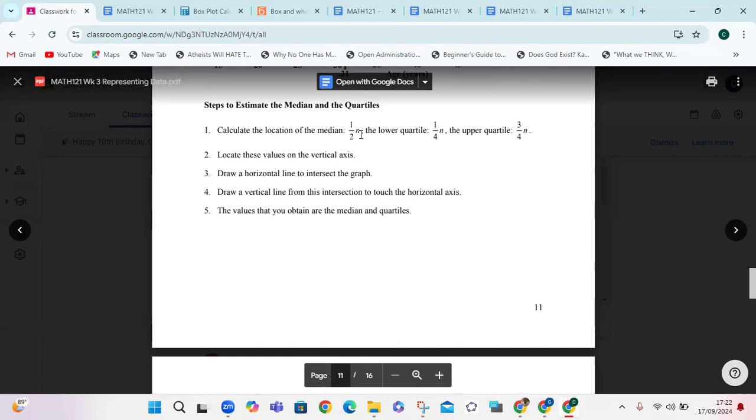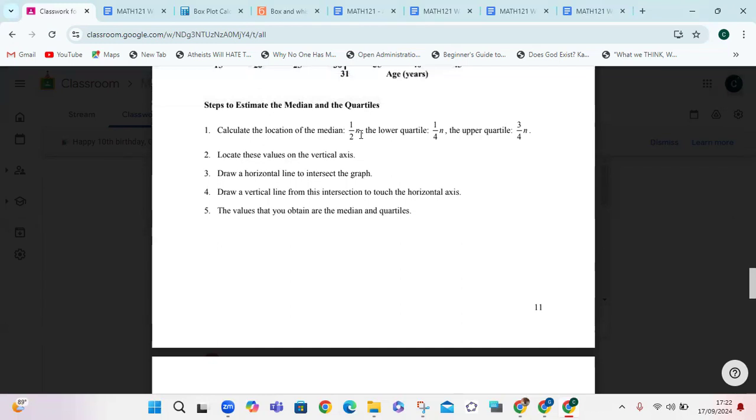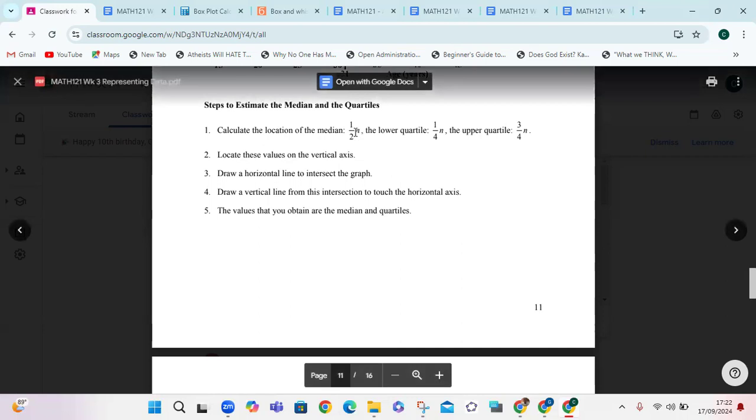As you can see, the +1 was dropped because that is allowed for the cumulative frequency graph, because it's more about estimation now, because the graph is not 100% accurate. For the stem and leaf, you must put the +1, but you can drop the +1 for the cumulative frequency graph. So it's a half n for the median. To locate the lower quartile is a quarter times n. Remember, 50%, 25%, and 75%. That's 3/4 for the upper quartile.